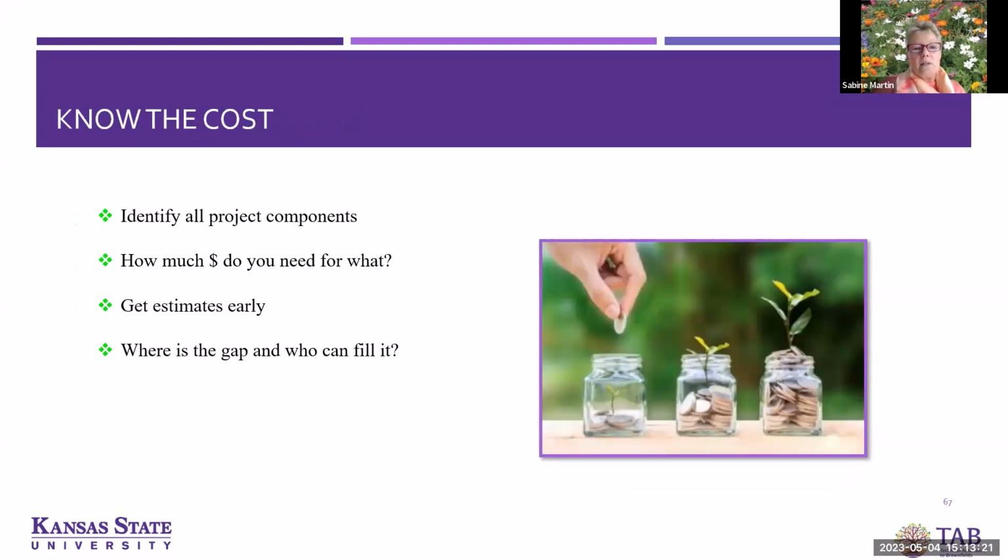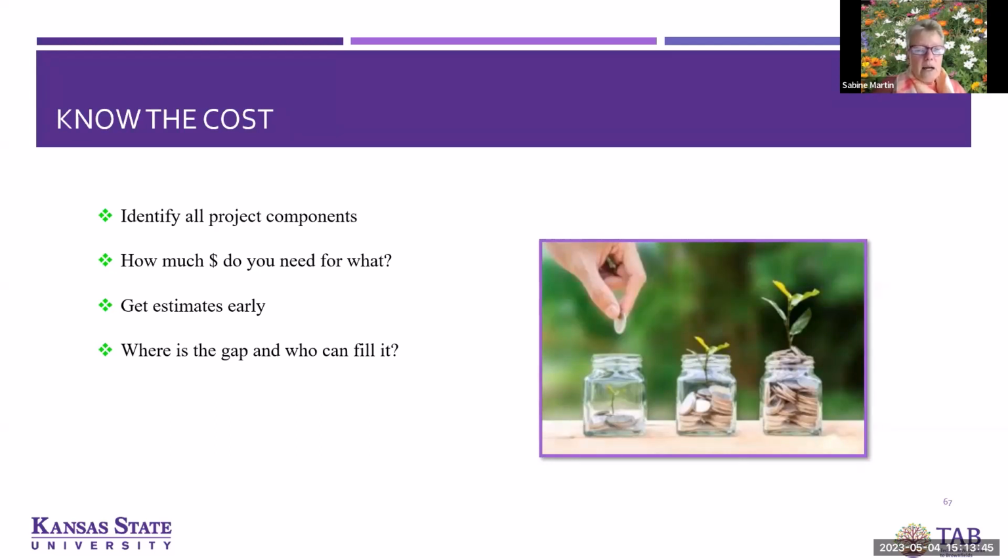You need to know the costs. So that means you need to know your project. You need to know all the project components and how much money you need for what aspect of the project. Get estimates, and really, get estimates as early on as you can. And estimates is all you need. You don't need to have firm figures at this point in time. I mean, you want realistic estimates, right?